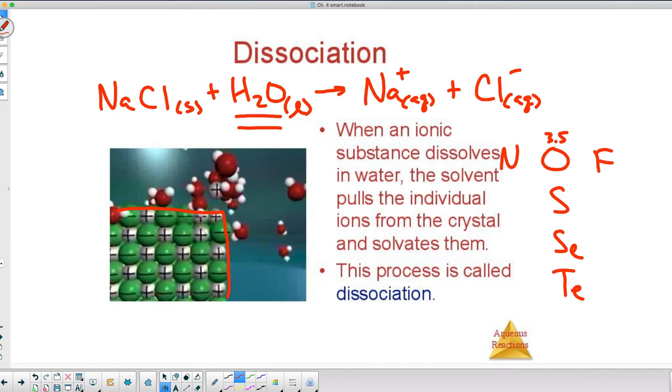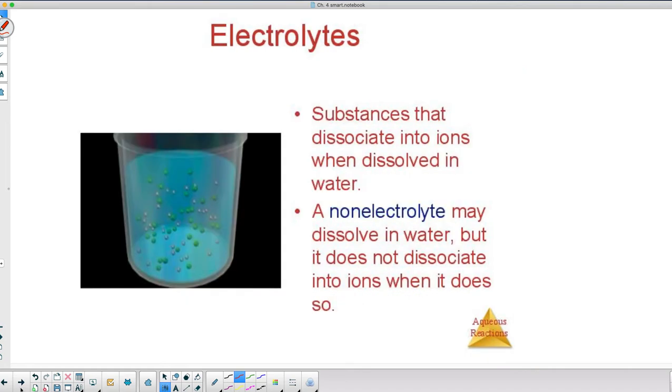So when something gets dissolved, it dissociates, or separates into its ions. Now most metal, non-metal compounds will do this. Most ionic compounds will separate into their ions, which is kind of why they're called ionic compounds. So let's keep moving here. I don't want this to take too long. When you have a lot of ions in a solution, what you have is something called an electrolyte.